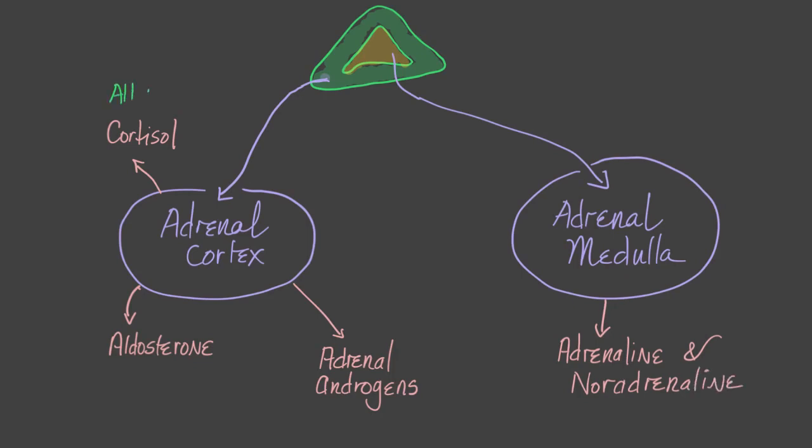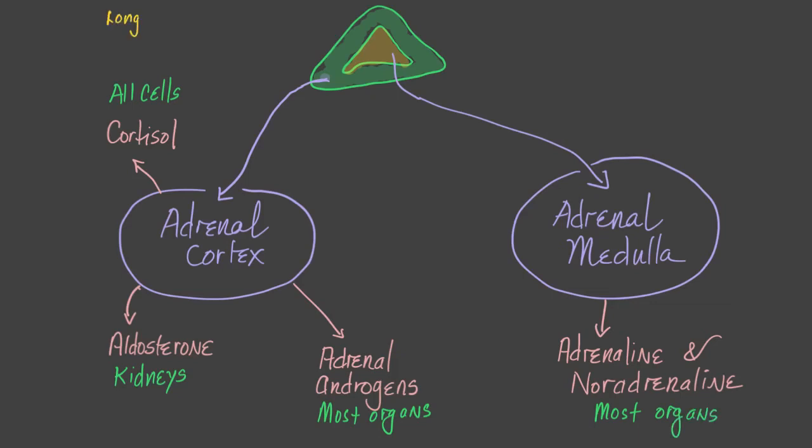Now for the target organs. The cortisol acts on all cells in the body. Aldosterone acts on the kidneys. Adrenal androgens act on most organs of the body. Adrenaline and noradrenaline also act on most parts of the body.